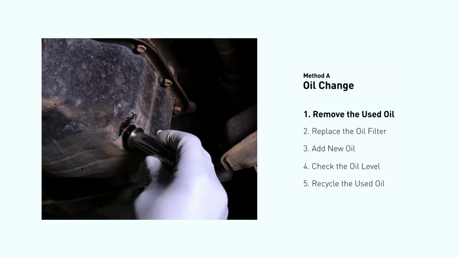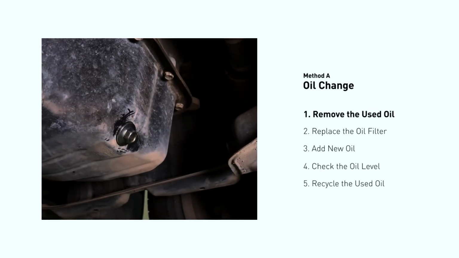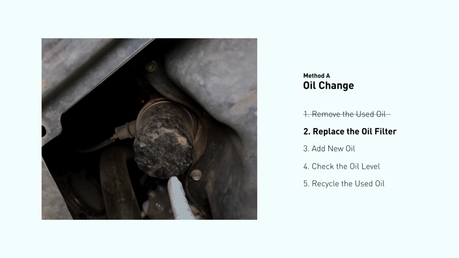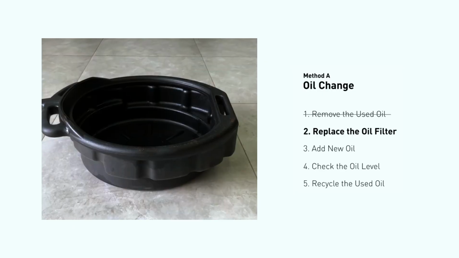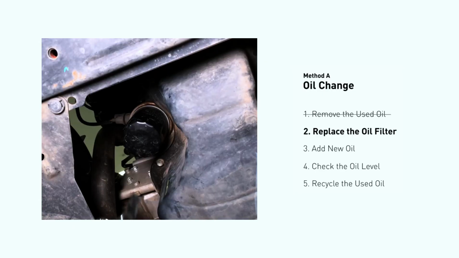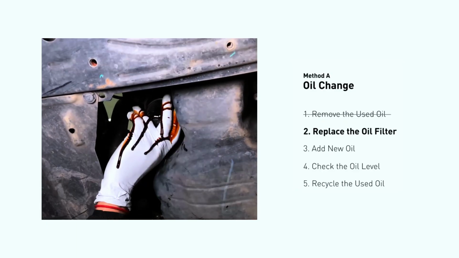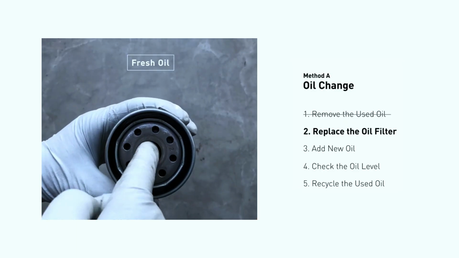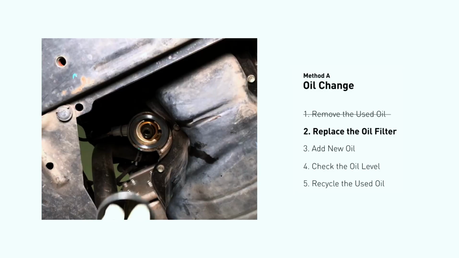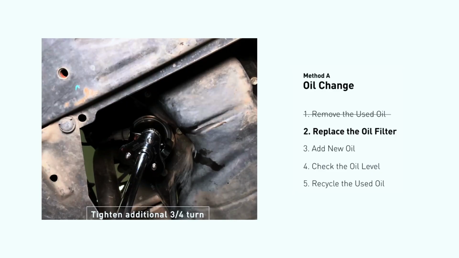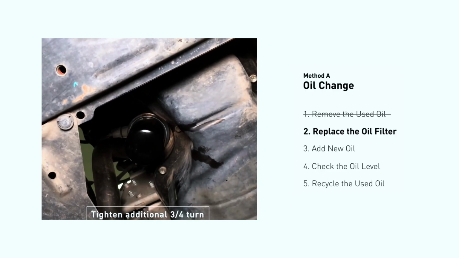The oil filter is usually located beside the oil pan or under the hood of your vehicle near the engine. Place the collection pan under the filter. There will be oil in the filter itself that could be hot, so it is important that the oil goes into the collection pan. Spread a bit of fresh oil evenly on the new filter's gasket. Then install the new oil filter. Tighten the filter an additional 3/4 of a turn. Be sure not to over-tighten.